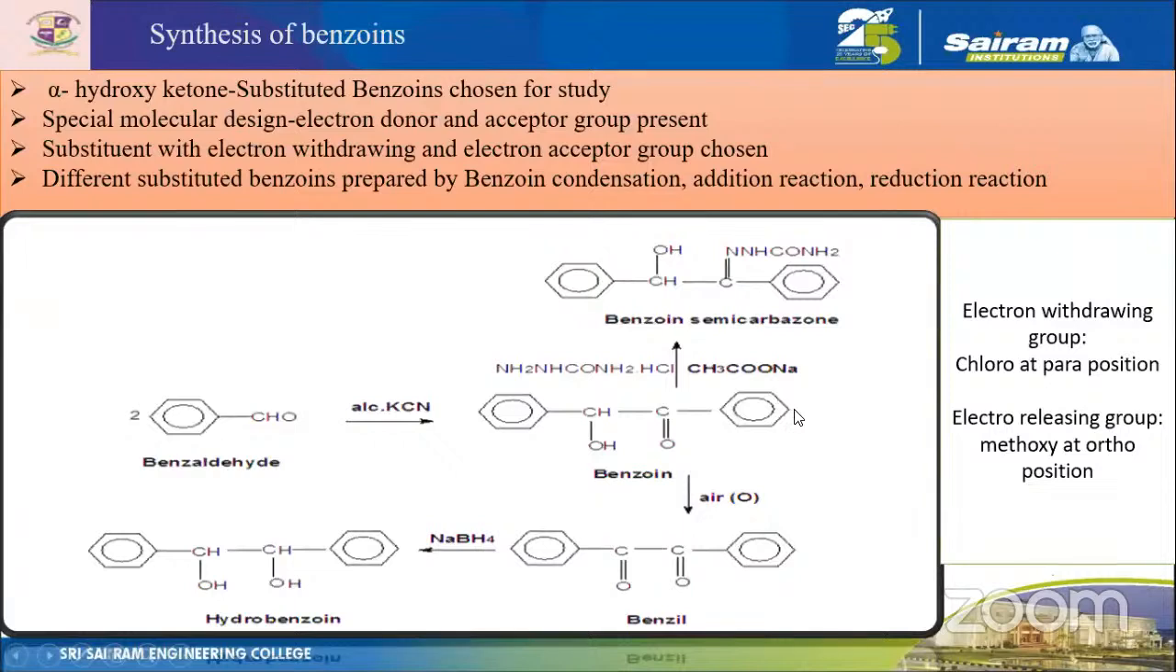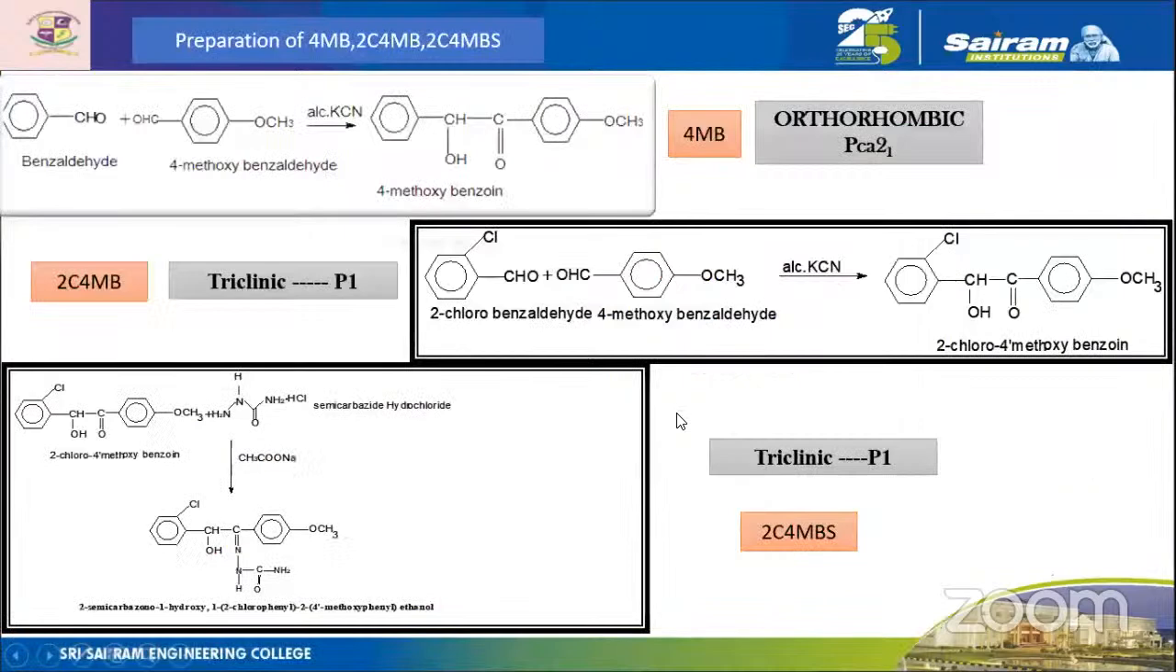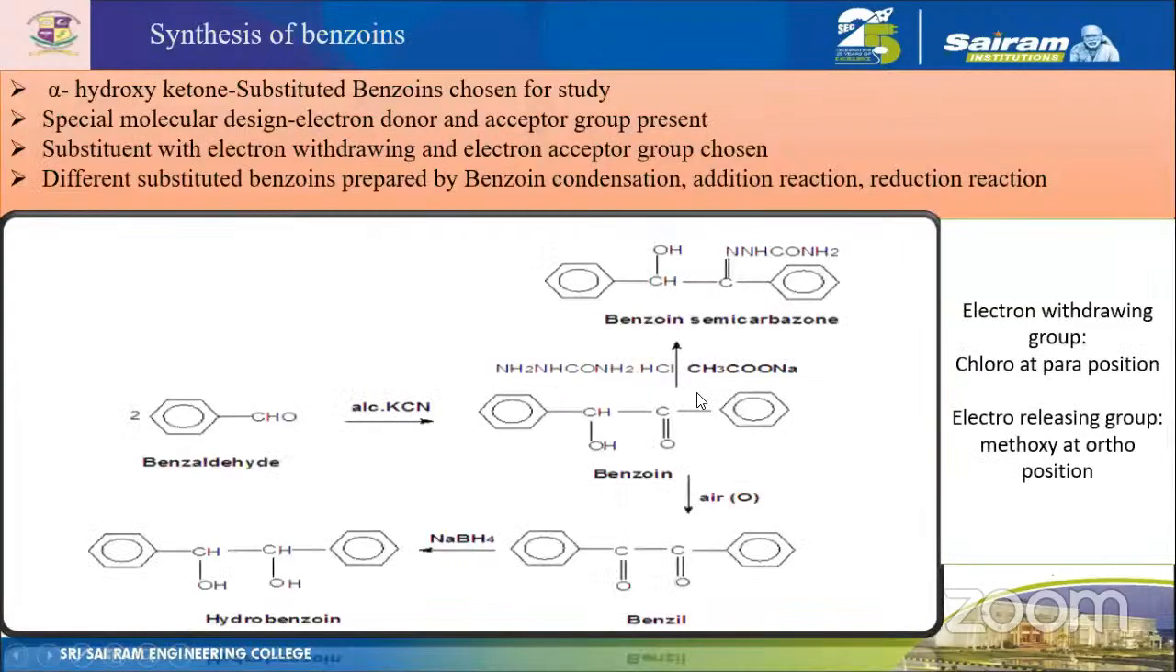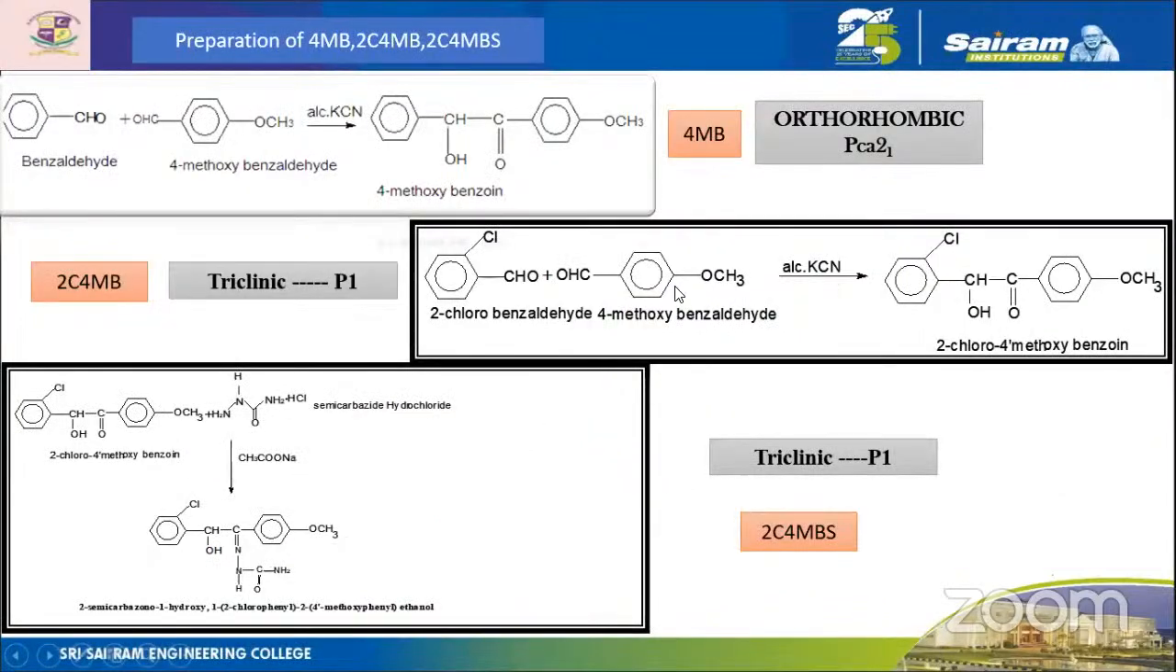Okay. So now I will talk about how this compound is prepared. I took benzaldehyde and added a catalyst, so this compound benzoin is prepared. In this benzoin compound, I have introduced the methoxy group by adding 4-methoxy benzoin. In the previous case I had only benzoin. Now, in the next step, I introduced one methoxy group here.